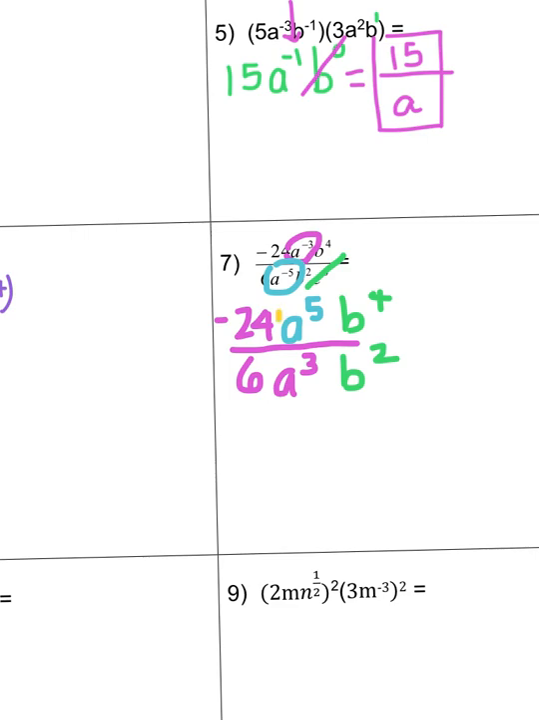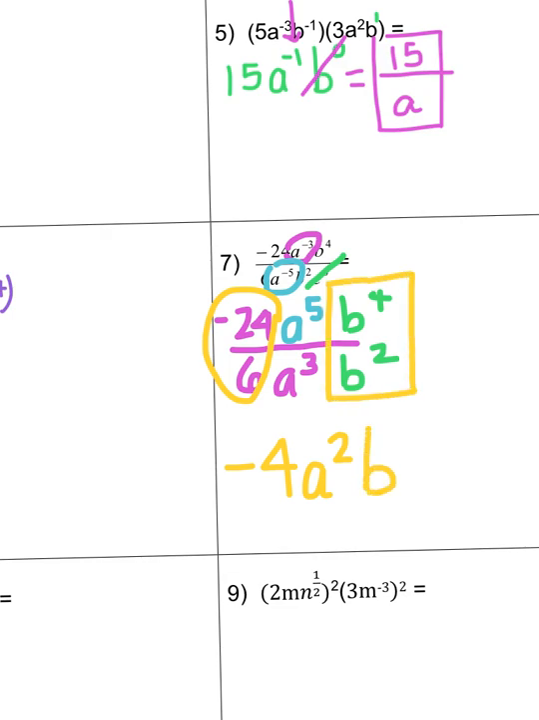Now that we have that simplified, we can divide the coefficients. So that would be a -4. Subtract the exponents. 5 minus 3 is 2. And since the 5 is the greater number, it will be in the numerator. Then we look at the b's. 4 minus 2 is 2. And since b to the 4th is the greater number, we will have that answer in the numerator.